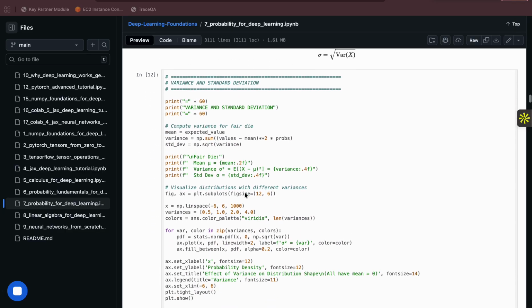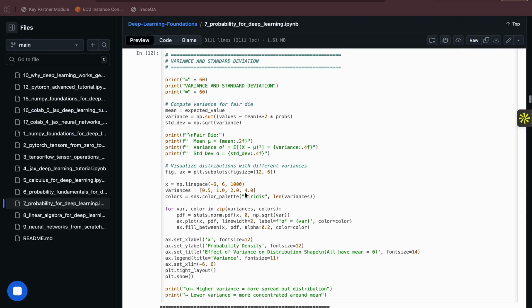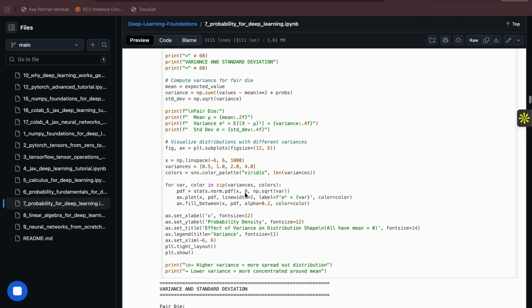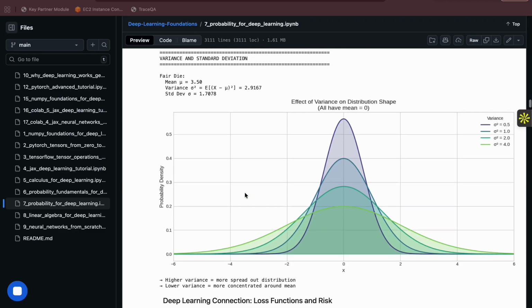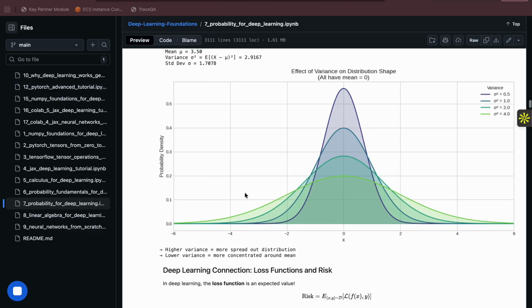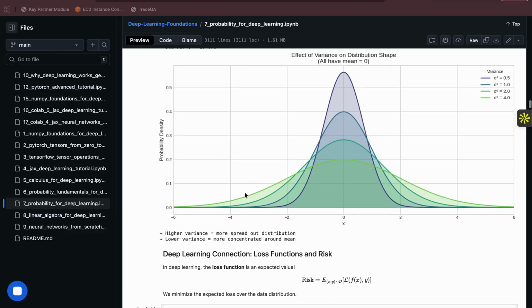Here we compute variance and standard deviation for a fair die, then plot normal distributions with different variances to show how spread increases with variance.